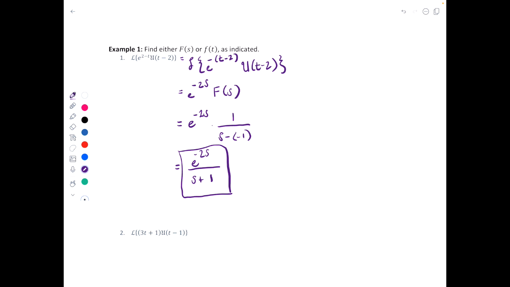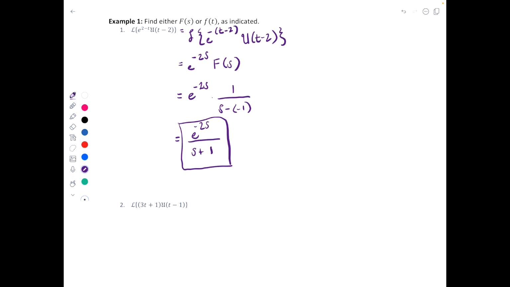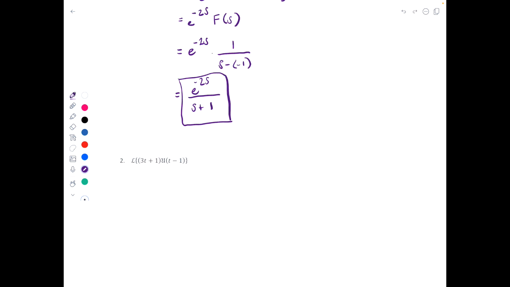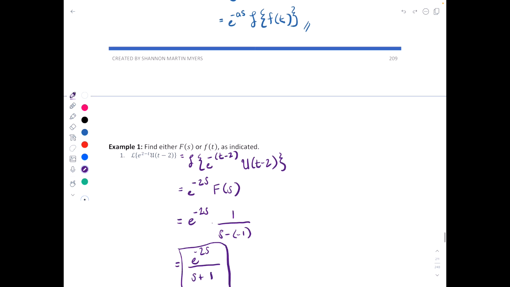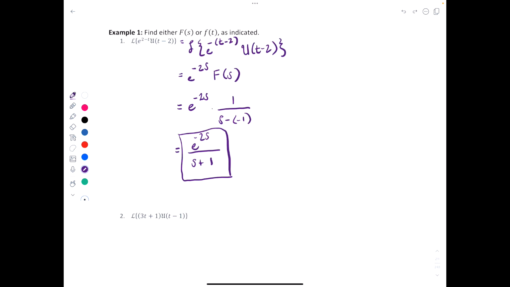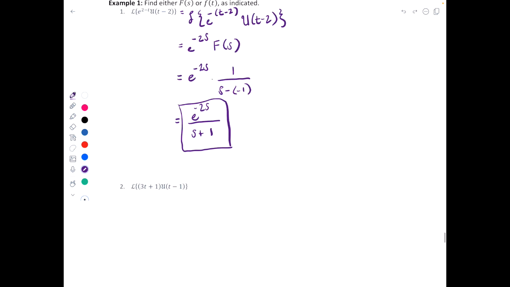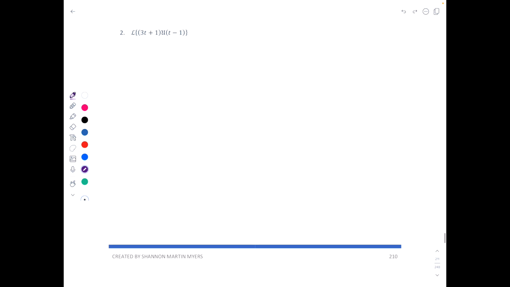Good so far? Okay, so the next one, we've got the Laplace transform of 3t plus 1 times the unit step function at t minus 1. This one's a little bit tricky. Notice that we want to get the g at t to look like what's inside that unit step function, right? So we might need to play around with this one a little.